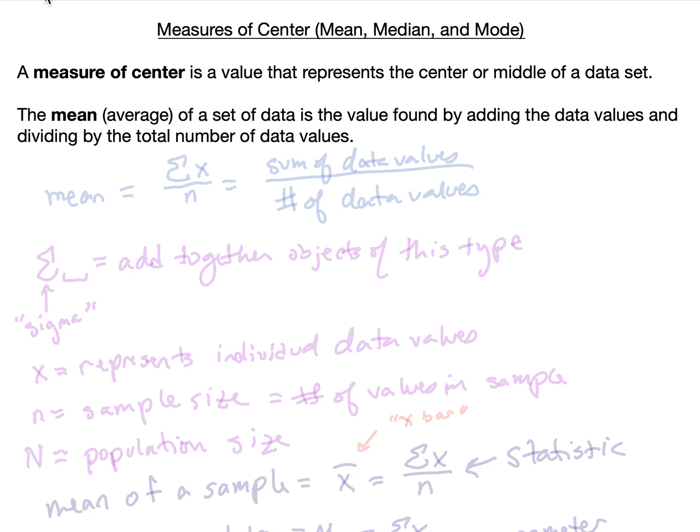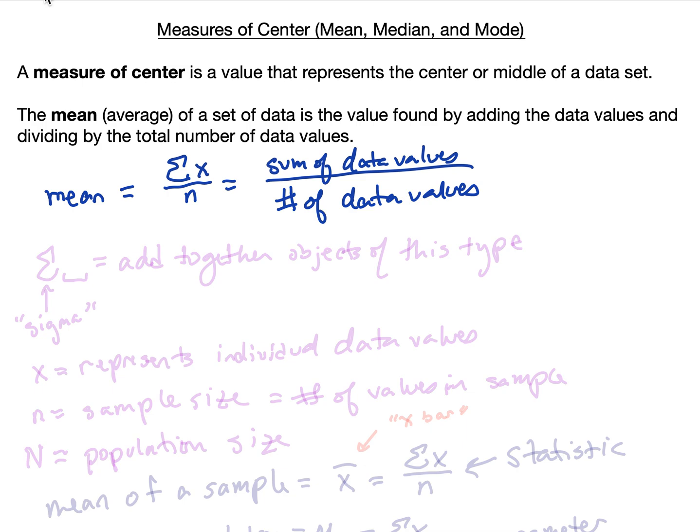The mean, or average, of a data set is the value found by adding the data values and dividing by the total number of data values. So notationally, the mean is equal to the sum of each of the data values divided by the total number of data values, or the sum of data values divided by the number of data values. So the mean is a fairly clear concept.